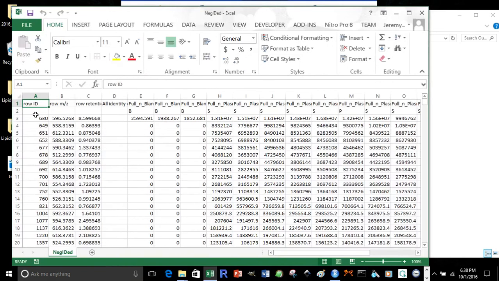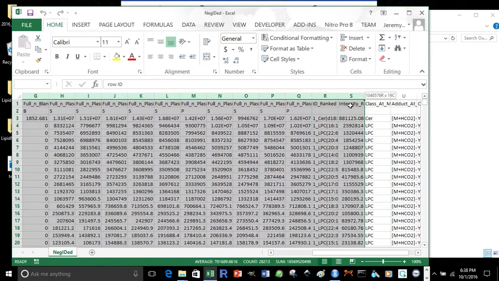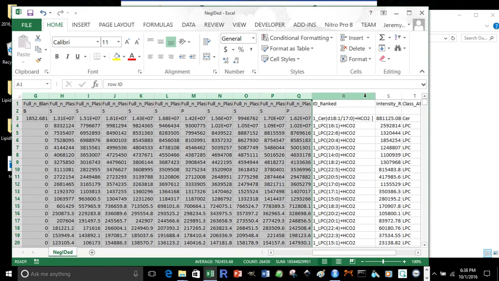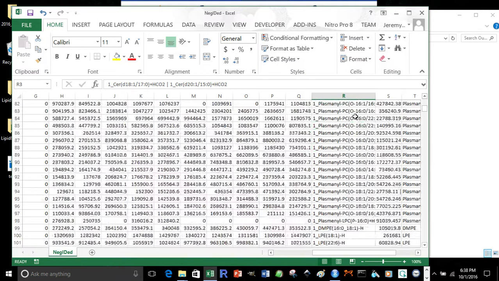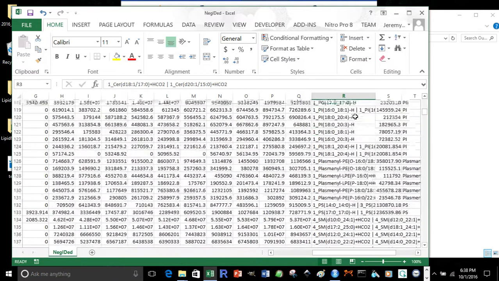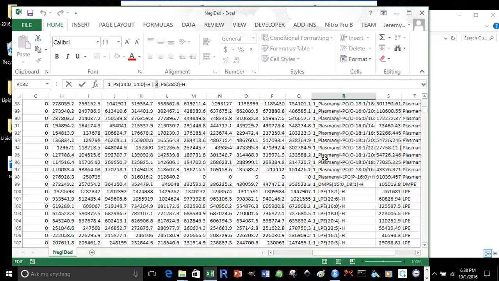You get your feature list just as you had imported it. And then along with that feature list, now you get the lipid annotations. 1_ represents that it's identified by data dependent. Let's scroll through. And if you look at 3_, it represents that it's identified by data dependent, but only by class. So it only saw the class-specific fragments, but no fatty acyl-specific fragments required for identification.